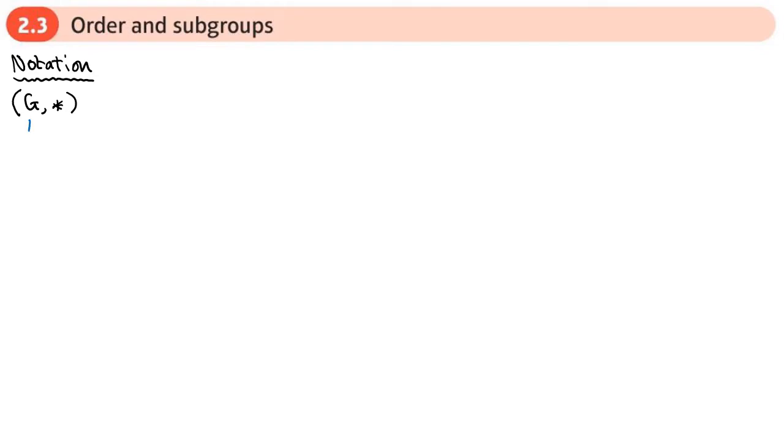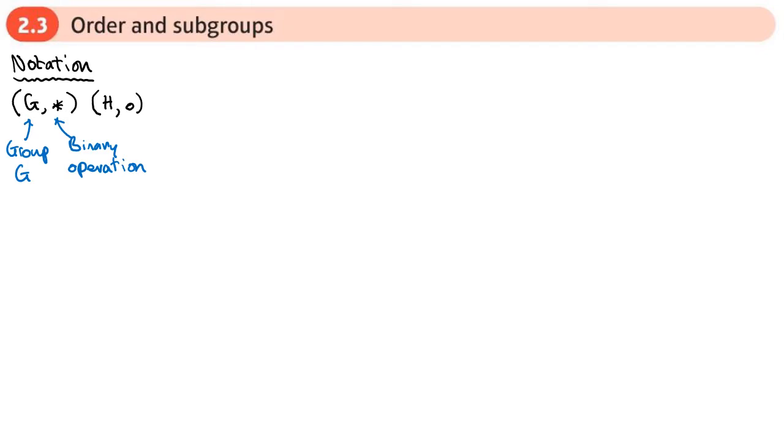this means that I've defined a group called G, and the symbol here represents the binary operation on that group. So a different example might be a group that we call H, and this little circle here representing that binary operation.